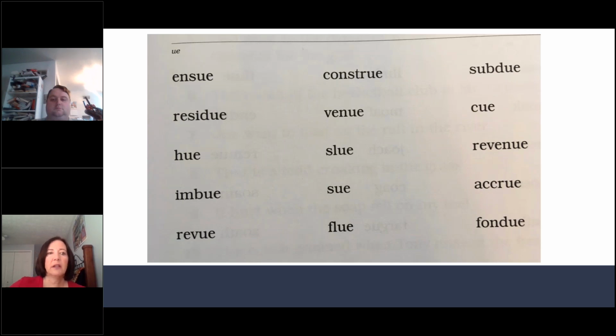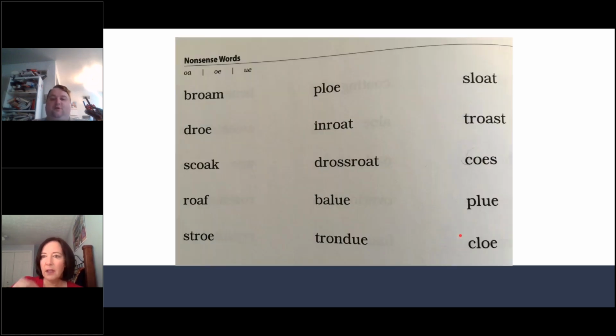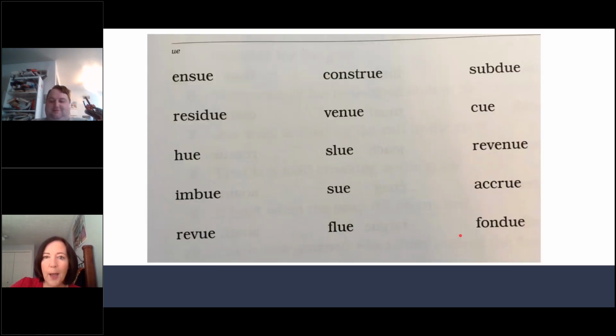These words are ensue, residue, hue, imbue, review, construe, venue, slew, sue, flew. And honestly, I can't read that one on my screen. Cue, revenue, accrue, and fondue. The top one was subdue. Subdue was that top one.